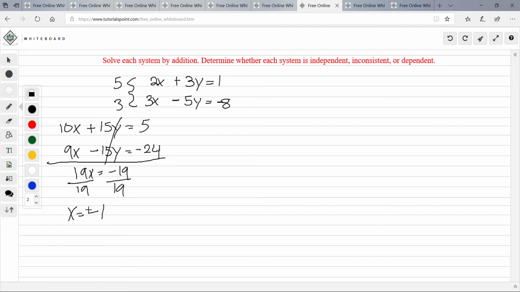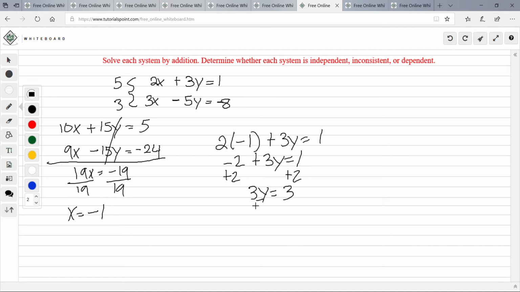Now what you can do is put this x into the original first one, not the manipulated. So we'll put it in the first one. Wherever you see an x, you plug in negative 1. So 2 times negative 1 plus 3y equals 1. 2 times negative 1 is negative 2 plus 3y. Add 2, 3y equals 3, divided by 3. So y equals 1.